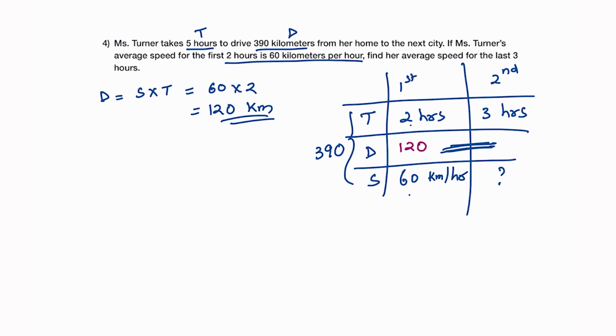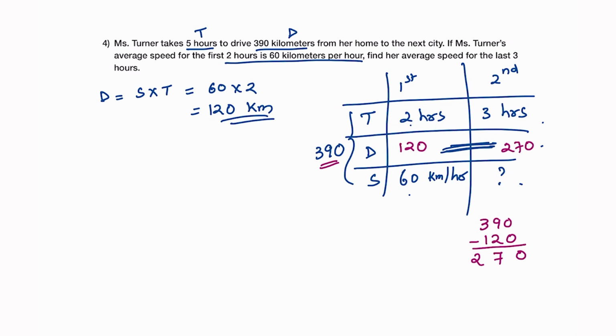If that's 120, how much is this going to be? Total is this, right? So 390 minus 120. That's 0, that's 7, that's 2. So this is 270. Okay. Next, what do we have to do? We have to find the speed here, right? That's the question. Find her average speed for the last 3 hours.